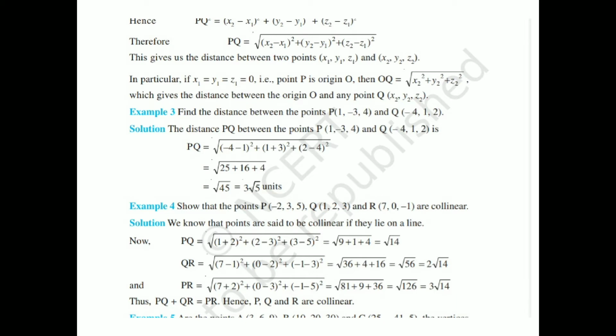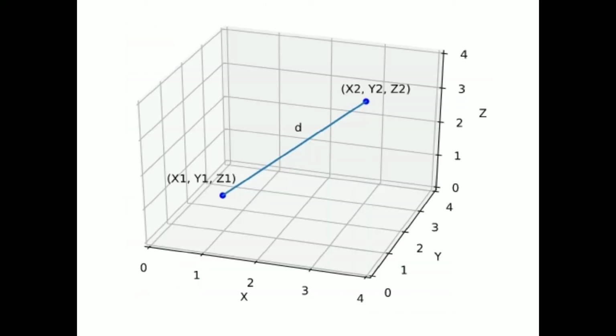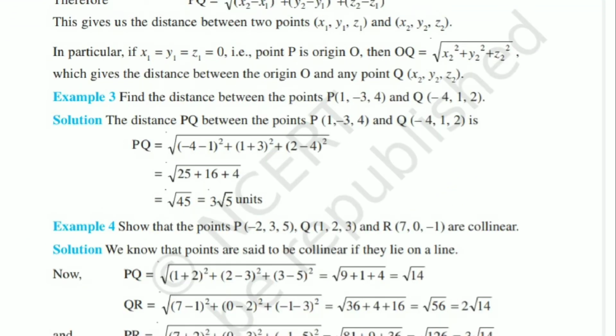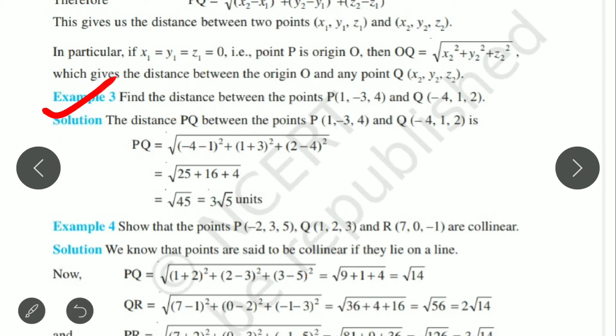Now first we shall go through the example. Let us see example number 3. Find the distance between the points P 1, minus 3, 4 and Q minus 4, 1, 2. Now the distance formula, what we know? X2 minus x1 whole thing square plus y2 minus y1 whole thing square plus z2 minus z1 whole thing square. So we are using this formula and we calculate the answer to be 3 root 5 units.